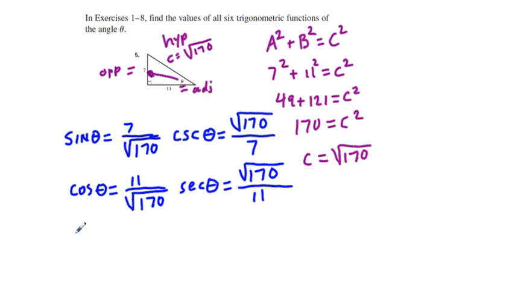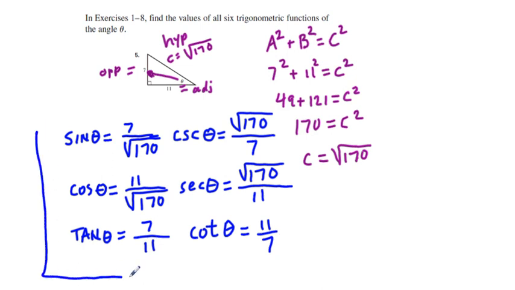And the last one we're going to look at is tangent. So tangent theta, it's going to be our opposite over our adjacent, which in this case is going to be opposite side is 7, adjacent side is 11, so 7/11 is our tangent theta. And our reciprocal to our tangent is our cotangent, so cotangent theta is 11/7. And then we can box in these answers as correct.